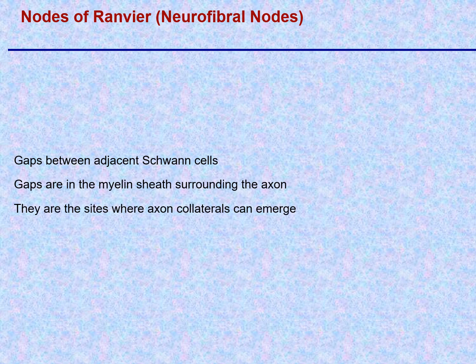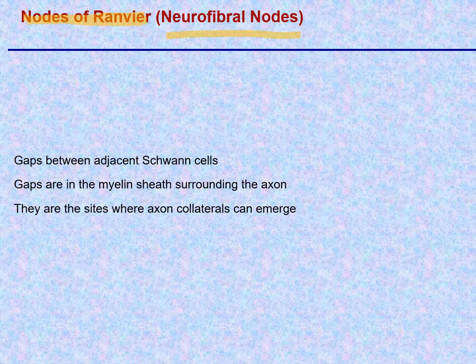Okay, as I told you before, there are gaps between adjacent Schwann cells. Those gaps are called nodes of Ranvier. I wouldn't use this term here. It's rarely heard or used. Gaps in the myelin sheath between each individual Schwann cell.